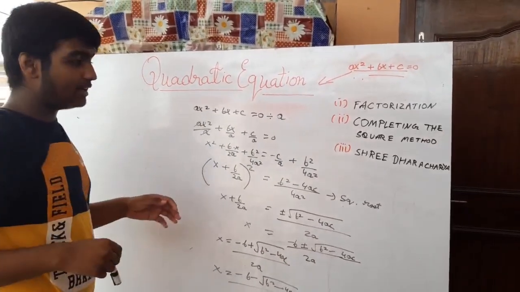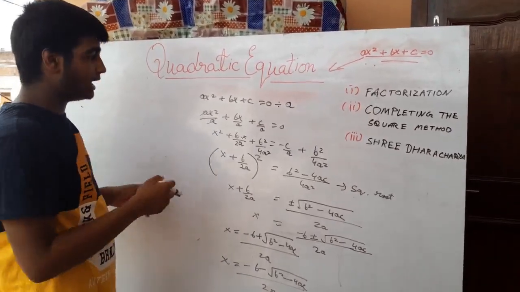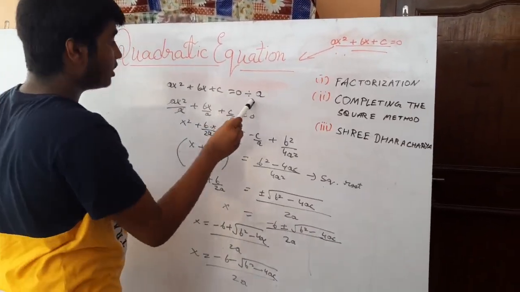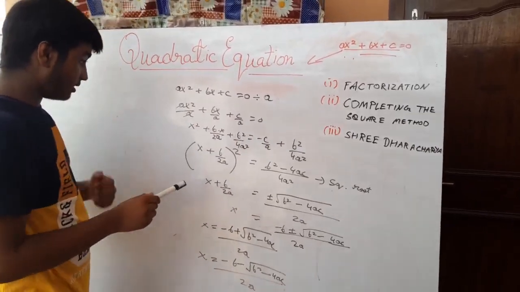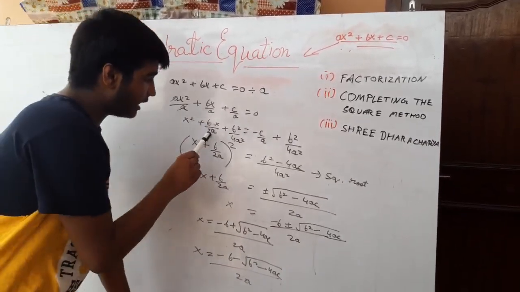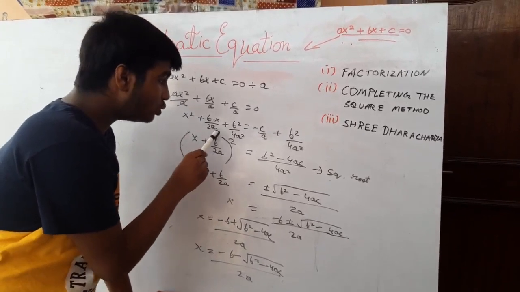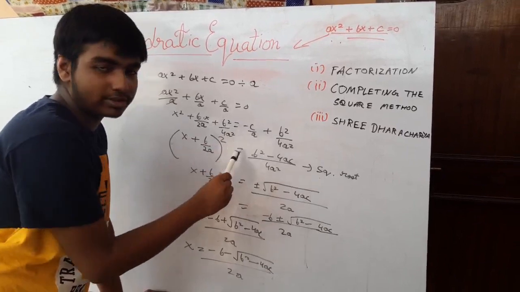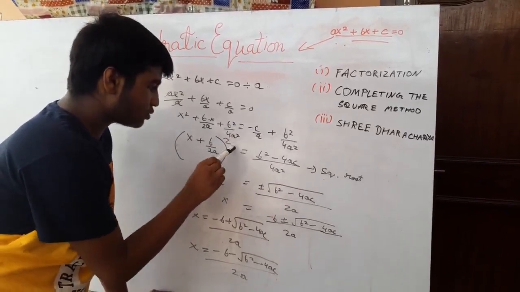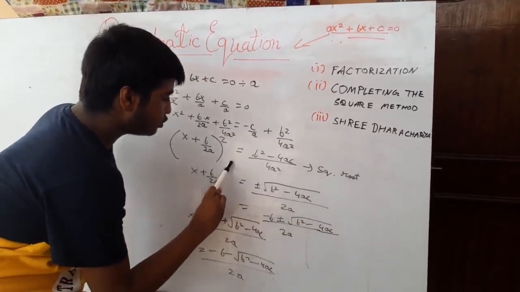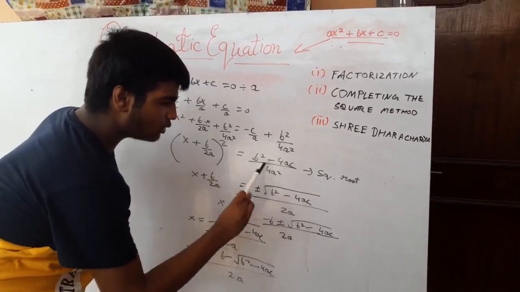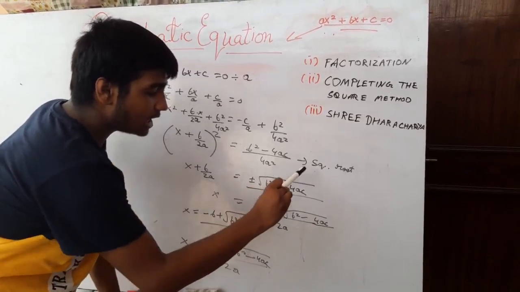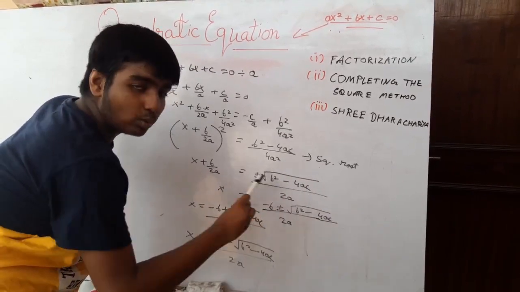Now let me explain it to you one more time. First we'll write the standard form, then divide the whole by the coefficient of x square. Now we will divide the middle term by 2 and add the square of the middle term to both sides. Then we will do the square. Then we will square root both sides, and we will get x plus b by 2a is equal to plus minus under root b square minus 4ac by 2a.